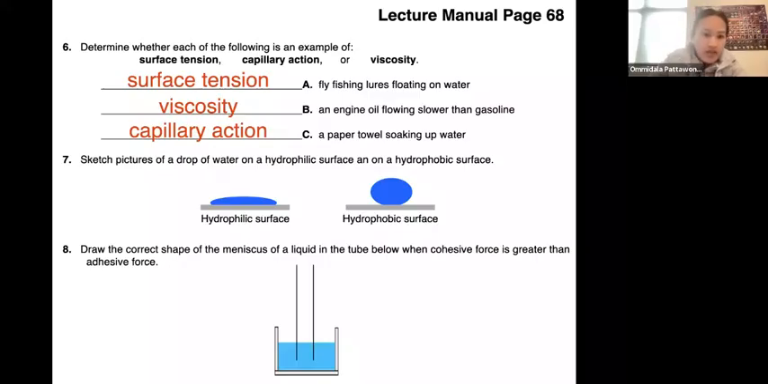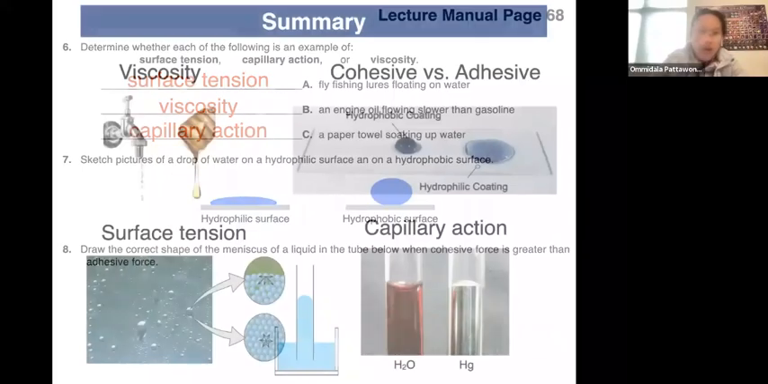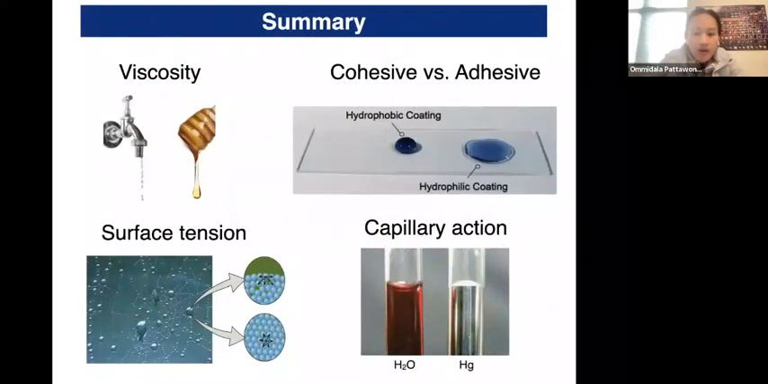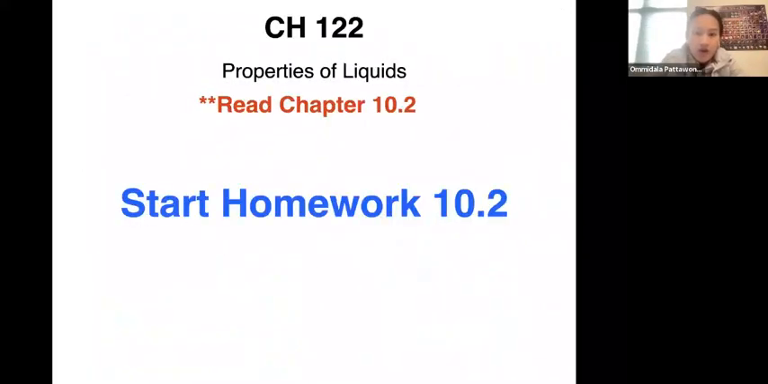Number 8, draw the correct shape of the meniscus of a liquid in the tube below when cohesive force is greater than adhesive force. If cohesive force is greater than adhesive force, you are going to end up with the convex meniscus. All right, so that's the summary of the properties of liquids. Please start working on your homework 10.2 as soon as possible.